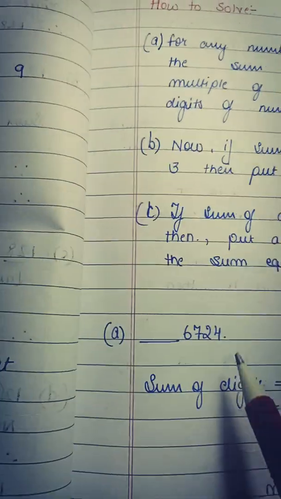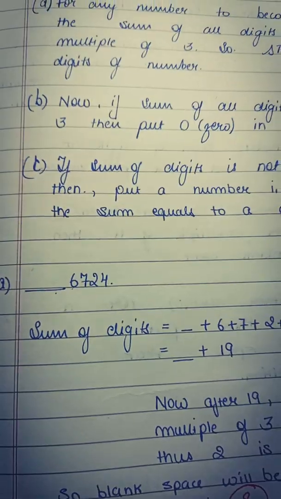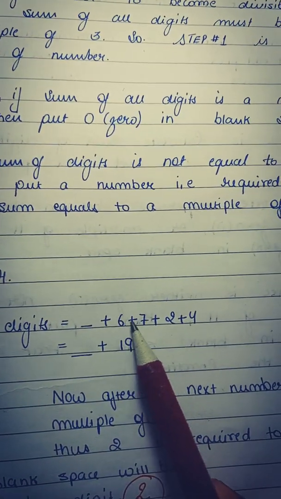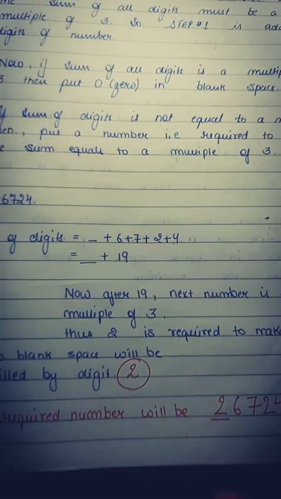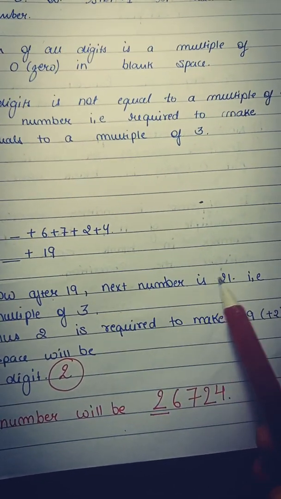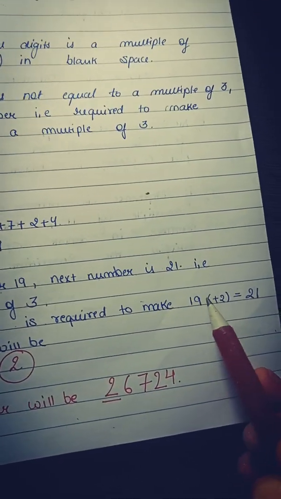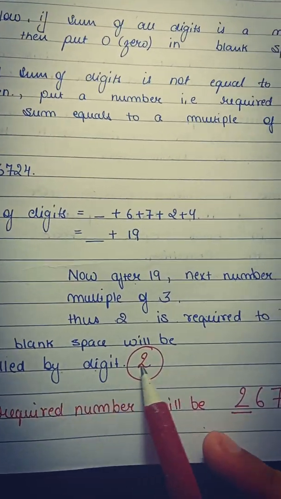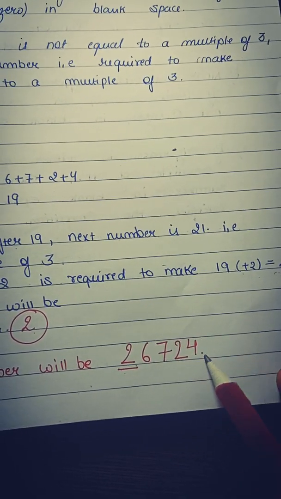For example, we are provided with blank, 6, 7, 2, 4. As I explained just now, we will find the sum of the digits. That is 6 plus 7 plus 2 plus 4 plus blank. We will get 19. Now, after 19, the next number is 21, which is a multiple of 3. So, 2 is required to convert 19 into 21. So the blank space will be filled by the digit 2, and the required number will become 26724. Alright.